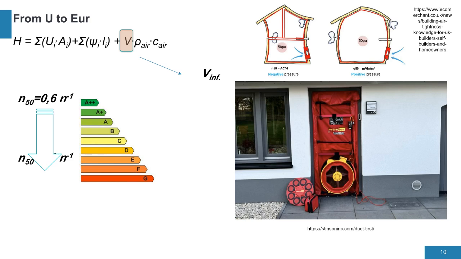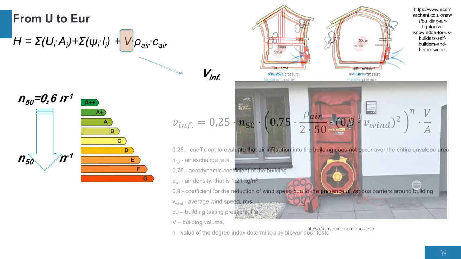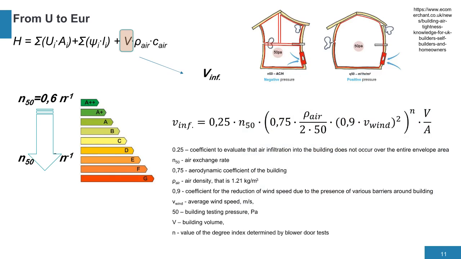During the building design stage, a target airtightness is sought by applying various engineering measures, mainly proper sealing of partition connections. When considering the airtightness features we are planning, we can use this value to calculate the volume of infiltrated air according to the equation presented in the slide. Here, 0.25 is a coefficient accounting for the fact that air infiltration does not occur over the entire envelope area. N50 is the value of the air exchange rate in the building, determined by tests.